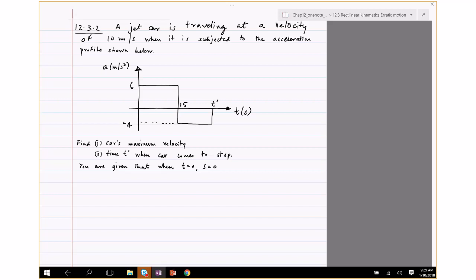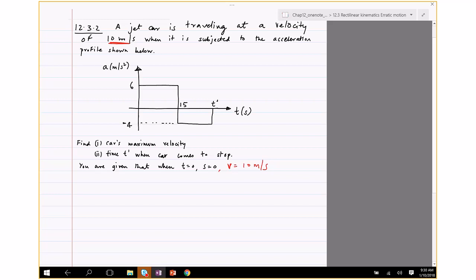Just 2 questions today. So a jet car is traveling at a velocity of 10 meters per second when it is subjected to the acceleration profile shown below. Okay, so it's an acceleration time plot. Find the car's maximum velocity and find t prime here when the car comes to a stop. They're given that when time t is 0, s is 0. Also given that v is 10 meters per second, right here. So initially the car is traveling with a speed of 10 meters per second.